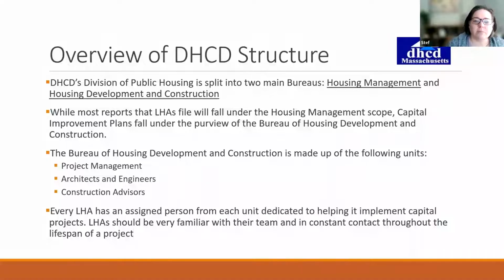In the Bureau of Housing Development and Construction, we have three primary units. We have project management, which is my team, we have the architects and engineers, and then we have construction advisors. The project management unit is the one that looks at the budgets and schedule for every project. They work with housing authorities on their whole pipeline of projects, and keep track of how much money every single authority has to be able to spend on projects. So that's what my team does.